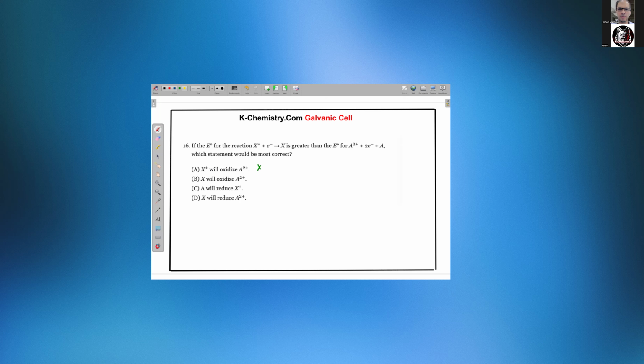Okay, so let's see. Now you are saying if the E-naught for the reaction X plus e electron gives X is greater than the E-naught for A2 plus 2 electrons gives A, which statement will be correct? If this is greater, this means oxidation will happen for it. Which one will oxidize? This is more positive, and this is more negative.